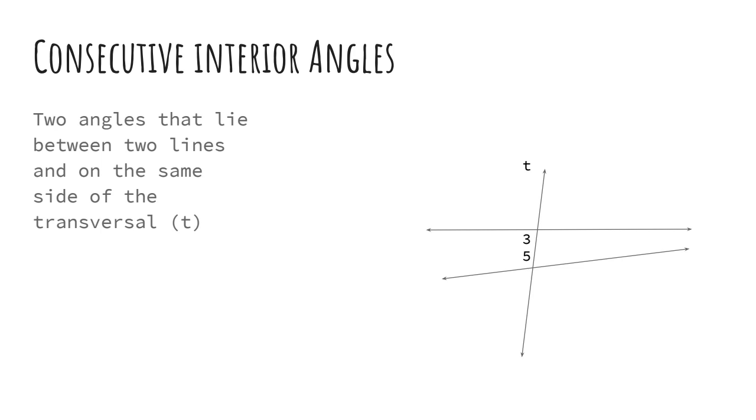And then lastly, what we talk about is consecutive interior angles. Those are two angles that lie between the two lines and on the same side of the transversal. So kind of a little bit different than alternate interior, but now they're on the same side. So angles 3 and 5 are considered consecutive interior angles. And then on this other side, these two would be considered consecutive interior angles.